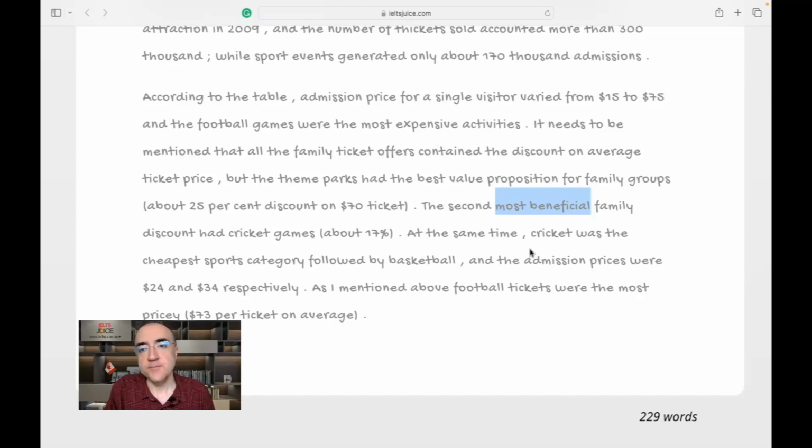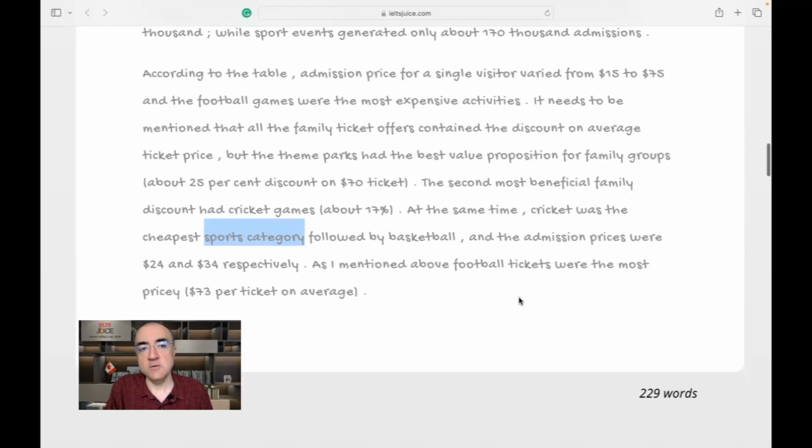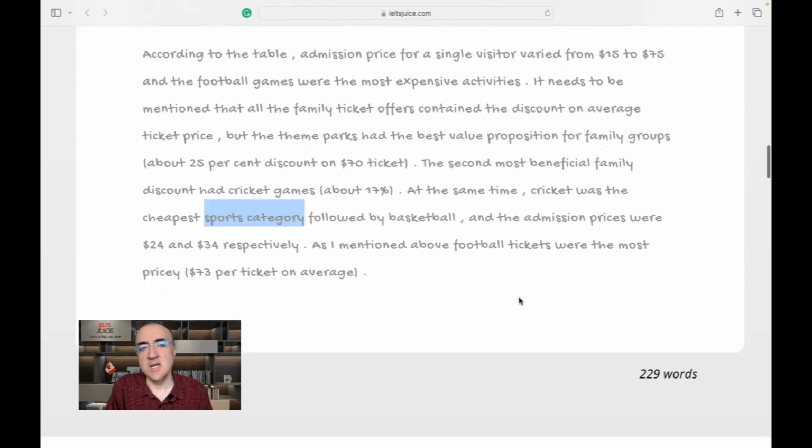At the same time, cricket was the cheapest sports category. That's the correct use of sport with another noun, sports category, followed by basketball. And the admission prices were $24 and $34 respectively. That's good. As I mentioned above, football tickets were the most pricey.